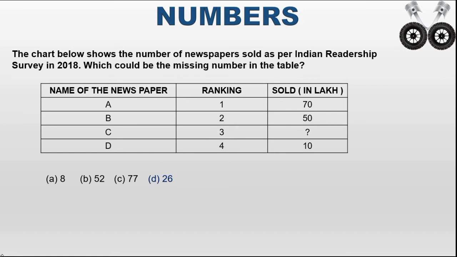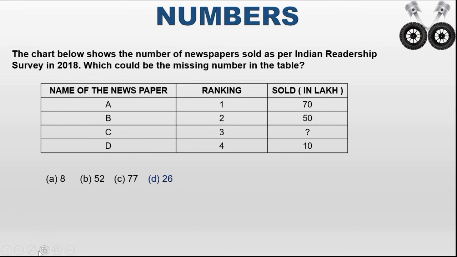For newspaper B, the ranking is 2. The number of newspapers sold is 50 lakh. For newspaper C, the ranking is 3. The number of newspapers sold is what we have to find, that is missing. For finding that, 4 options are given. From those 4 options, we have to find which number it is. And then newspaper D, the ranking is 4 and the number of newspapers sold is 10.